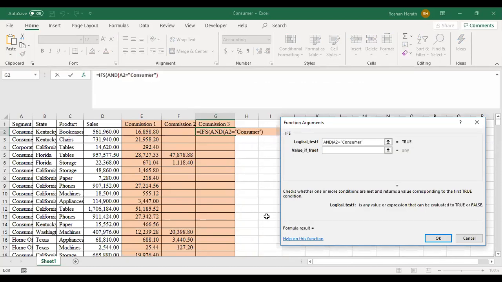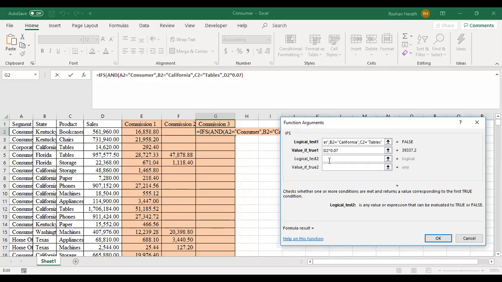Whether it's consumer. Then the second condition, it's about the state, whether it is California. The third one, the product, whether it is bookcase, whether it is tables. Tables, right? Then you can say what is the value if true. Value if true, it is going to be a discount of 7%.